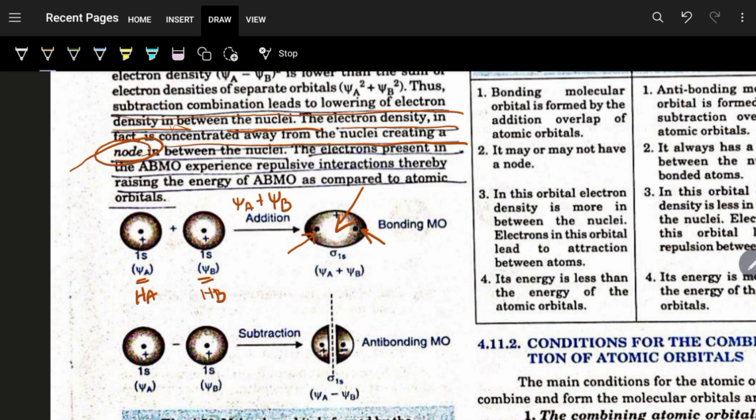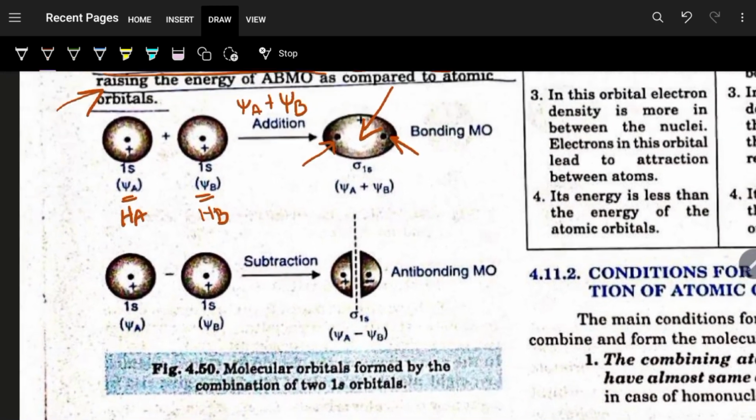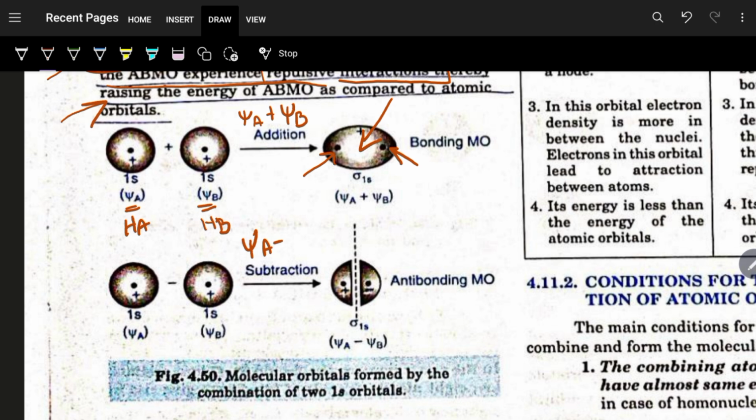Now the electrons present in the anti-bonding molecular orbital, there the repulsive interaction will be greater, for which there occurs a raising of energy, because repulsive interaction is not a stabilizing interaction, and wherever there is destabilization, there is increase in energy. So this is what is happening, psi a minus psi b, subtractive interaction for anti-bonding scenario, and this is your node where the probability of finding the electron is almost not there. And so the shape of the anti-bonding molecular orbital for a sigma overlap is like this.